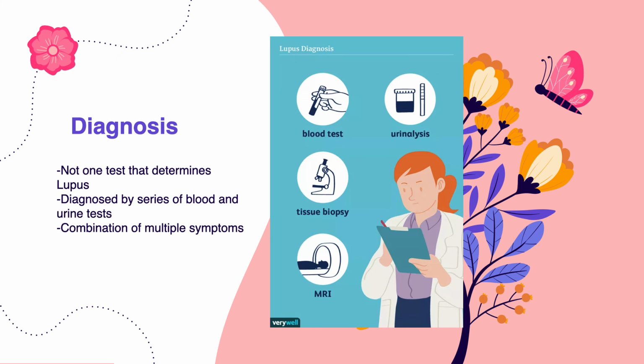There's not one specific test that can test for lupus specifically. However, it can be diagnosed by a series of blood and urine tests, as well as a kidney and liver assessment in combination with several signs and symptoms that can lead doctors and specialists to a lupus diagnosis.